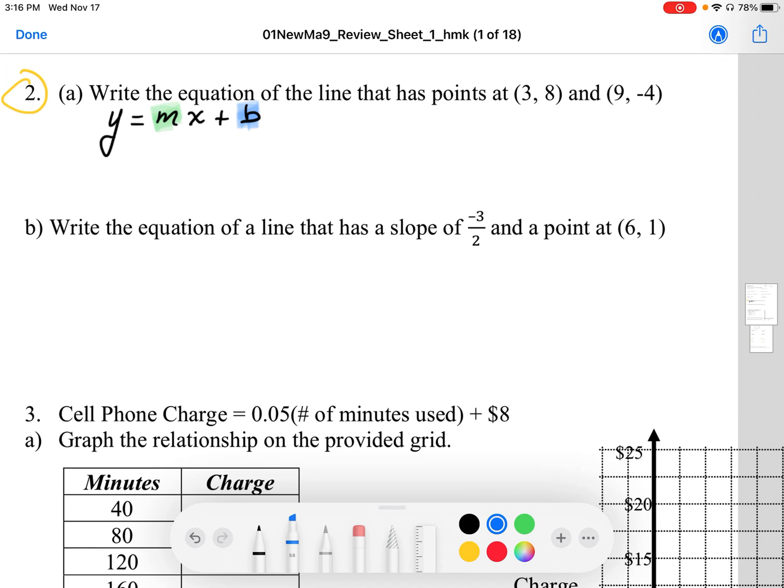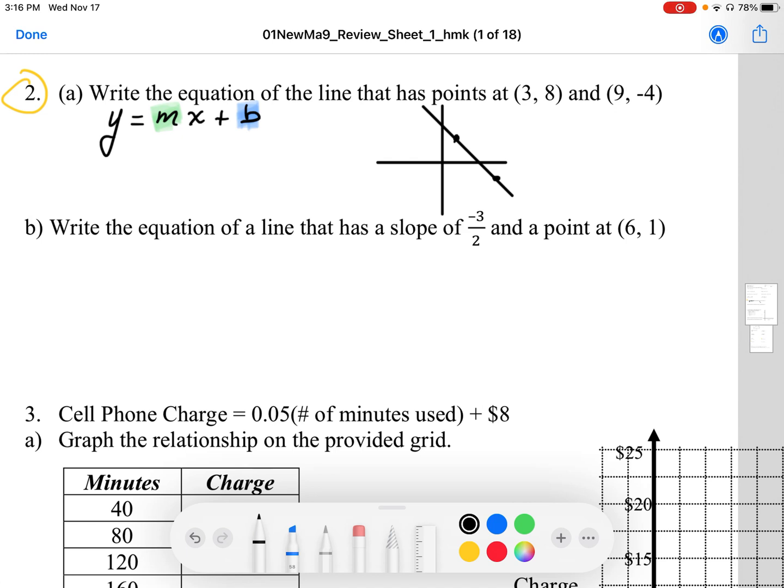When I do a problem like this, it's not a bad idea to sketch a quick diagram just to make sure I have an idea what this graph looks like. So I'm just going to draw a quick rough diagram. At (3, 8) and (9, -4), maybe something like that. I have a line that goes through those points, and that's what the line looks like.